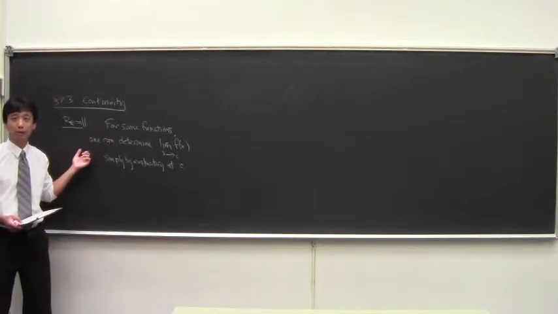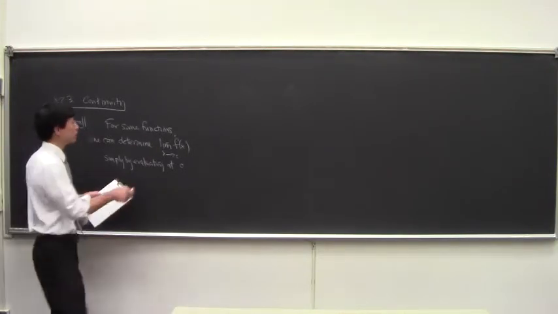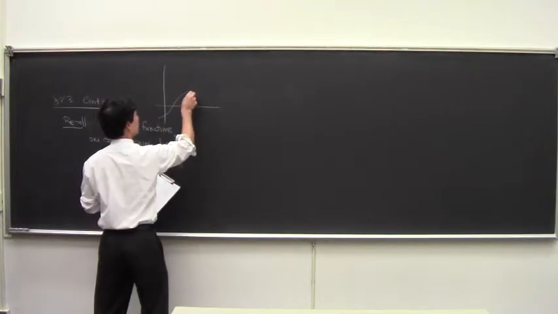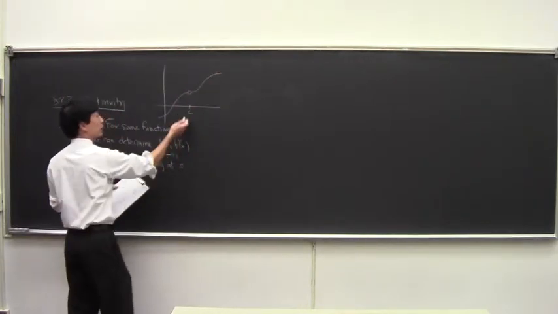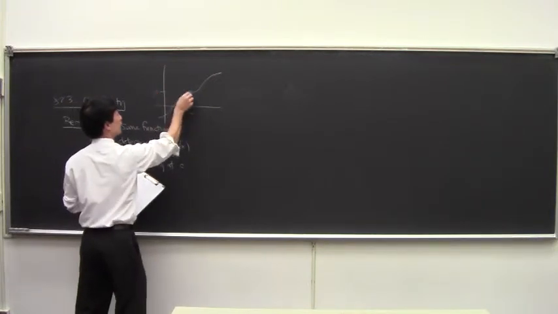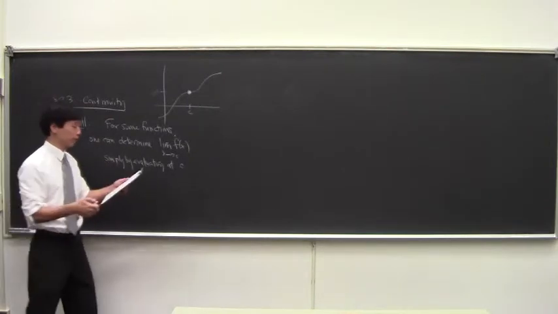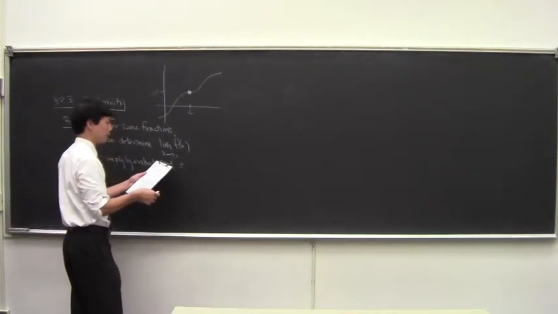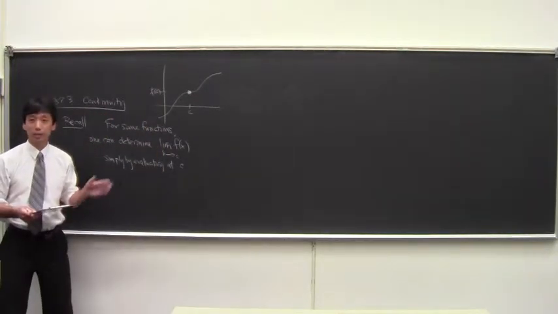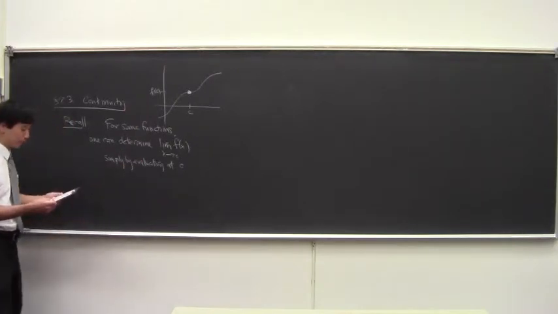Right? Some functions have a property that they don't skip. Here you're approaching c, and it looks like your value is L, and when you actually get there, the value actually is L, right? So f of c actually turns out to be the limit of the function. Okay.